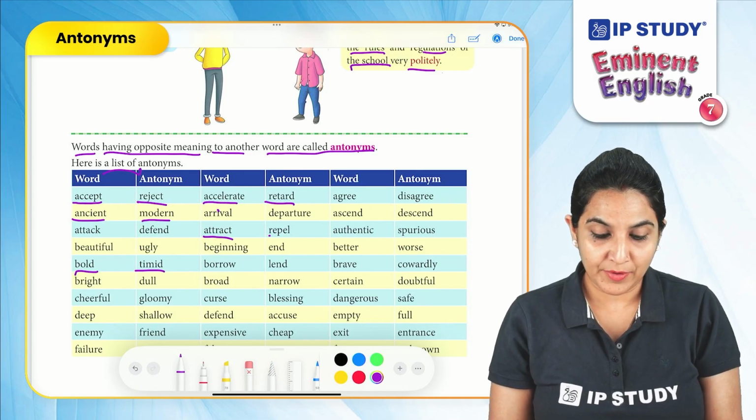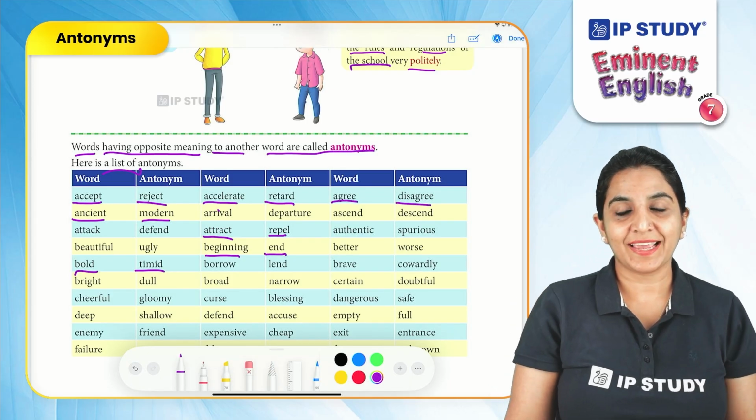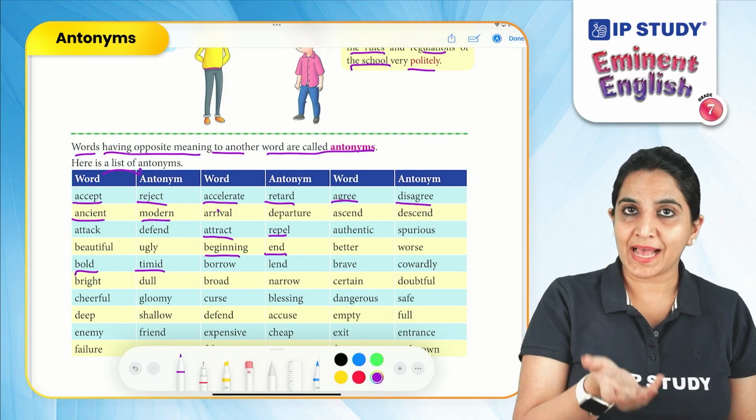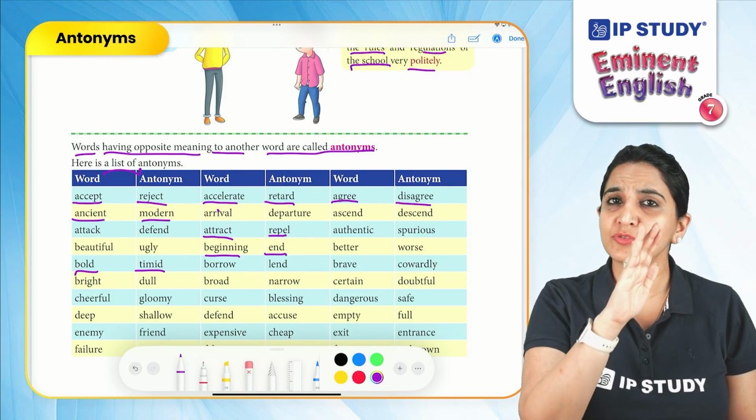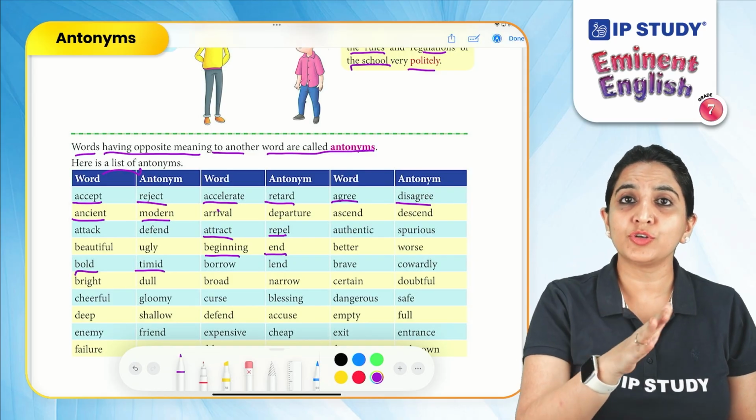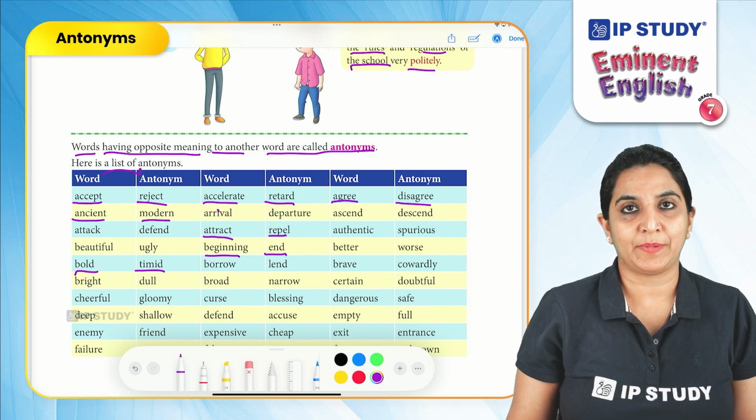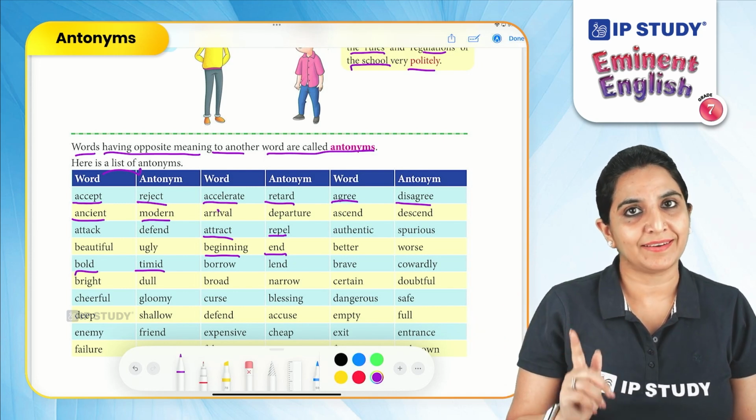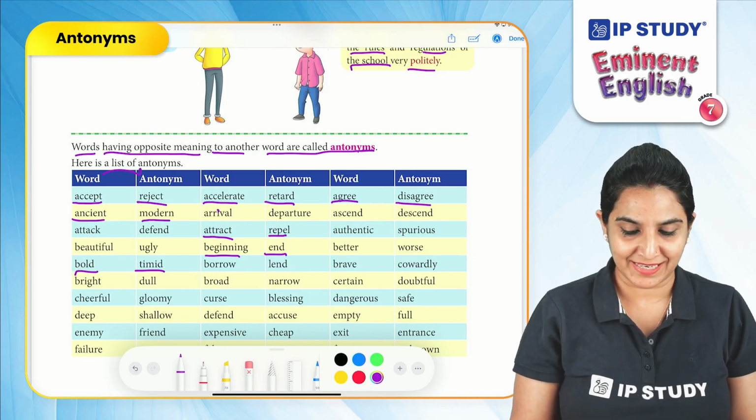Attract, repel, beginning, end. Agree, disagree. Agree means to match or to accept someone's opinion. Disagree means to reject that opinion or to be of a contrasting opinion. He disagreed with the idea, but others might agree. So this is how we can use these two words in our sentences.